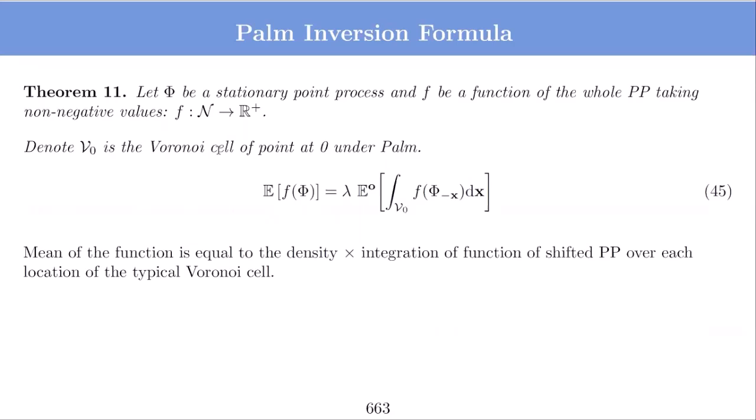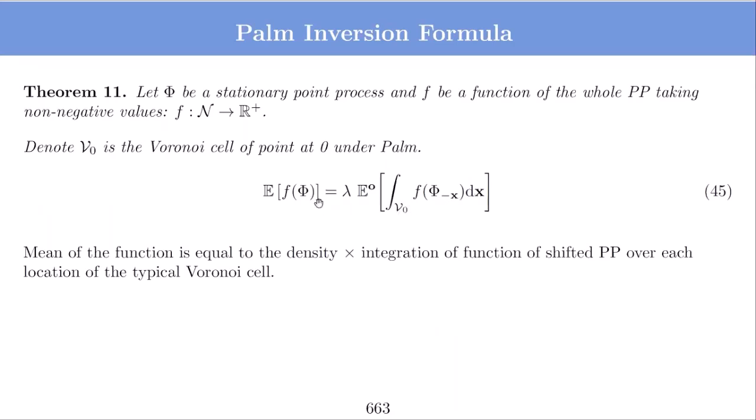Okay, so in that case, if V0 is the Voronoi cell of the point at 0 under Palm, so you condition that there is a point at 0 and then you take the Voronoi cell of that point. So that is known as a typical cell. Then we can say that E f(phi) is equal to lambda times the Palm expectation of the integration of f of shifted phi minus x dx over V0.